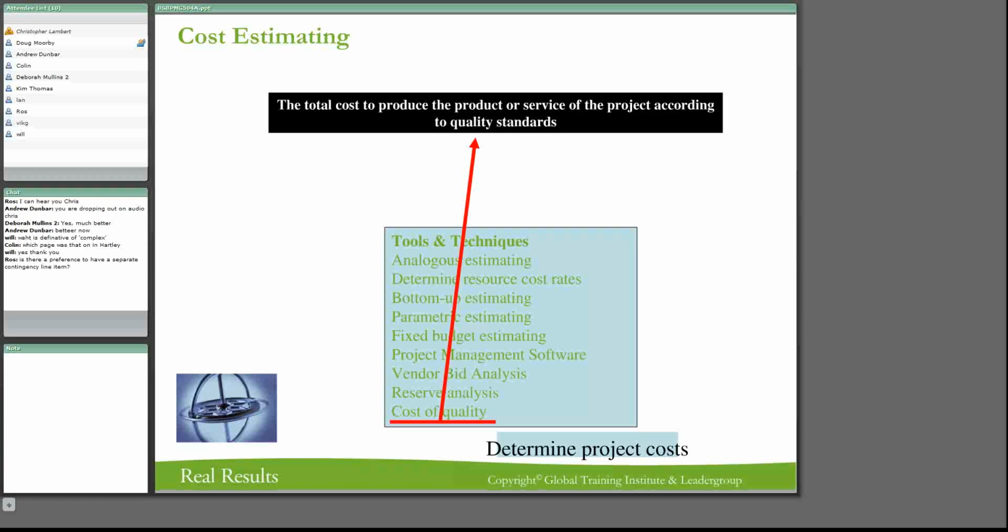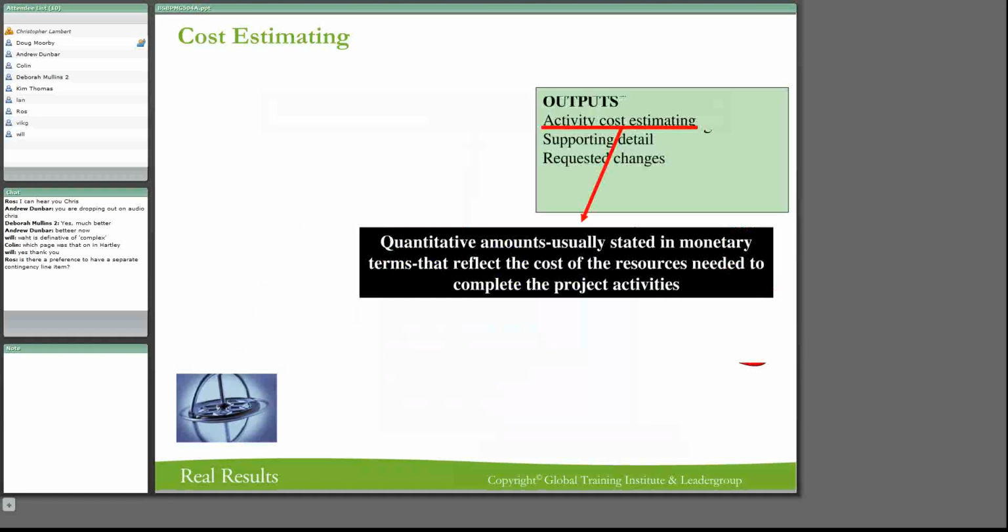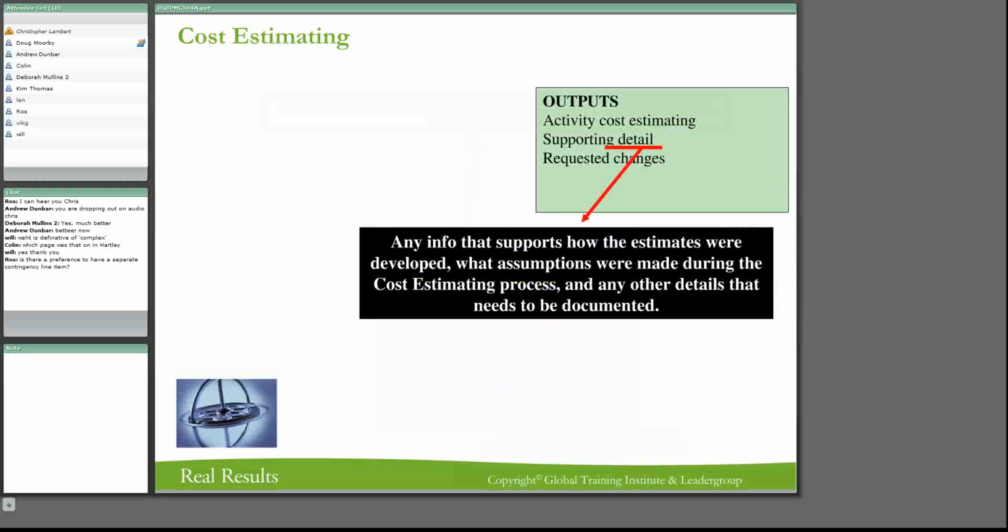All right, so we've looked at quite a few techniques here for estimating, and so let's just have a quick look at some of the outputs for this one. There's activity cost estimating, and that is your quantitative amounts usually stated in monetary terms that reflect the costs of the project. Second one is all that supporting detail. Those are all the notes that go into it, all your notes and your assumptions and everything that you've done, so that you can actually support the cost that you've done there.